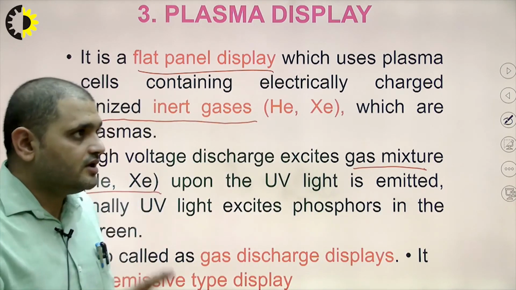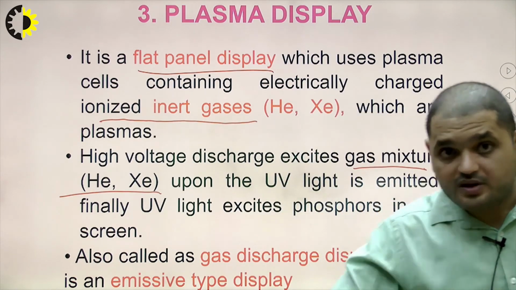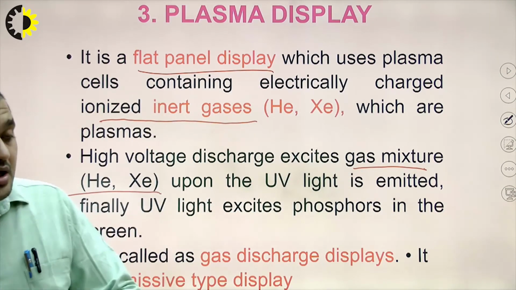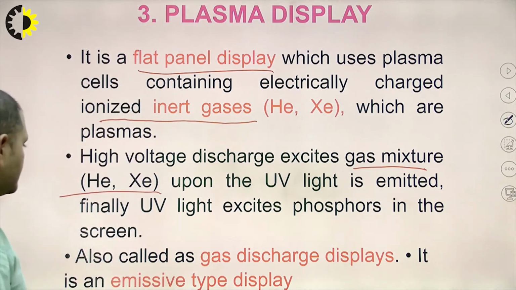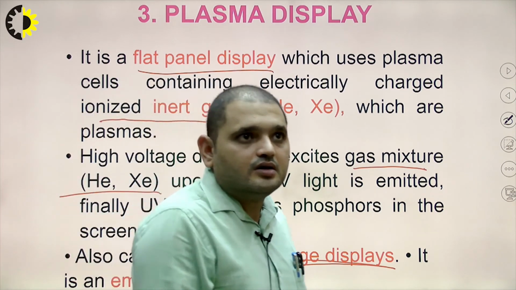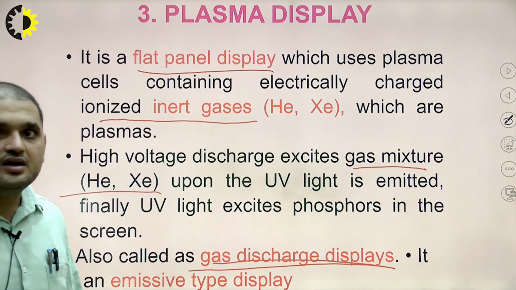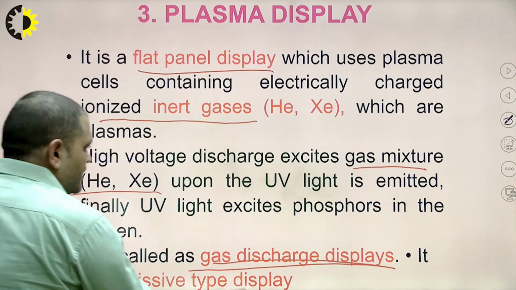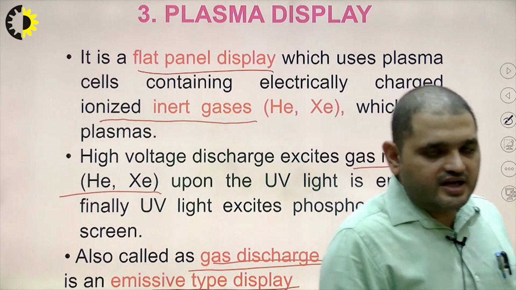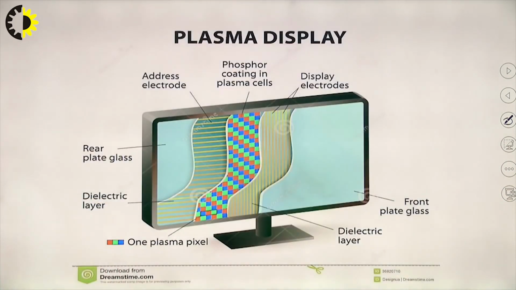Basically when we use a CRT monitor, we use an electron beam illuminating the phosphor screen, but here we use ultraviolet light for illuminating the phosphor screen. It is also called a gas discharge display, as we use a gas mixture to which high voltage is given, and this excited gas mixture generates the UV light. It is an emissive type display, as the emission is of UV light, that's why we call it an emissive type display. So this is basically a plasma display.